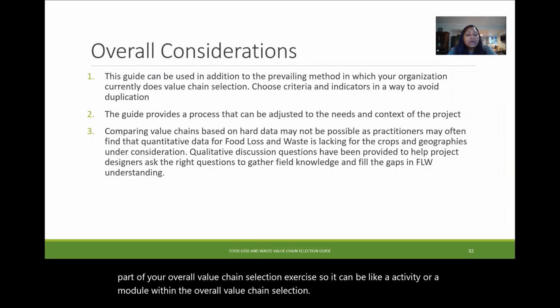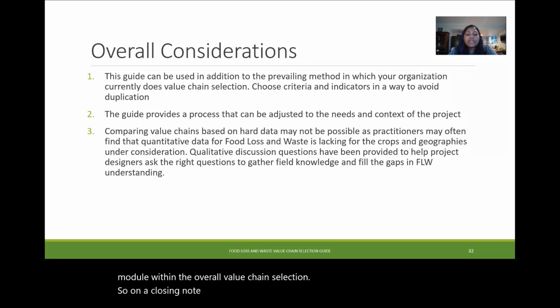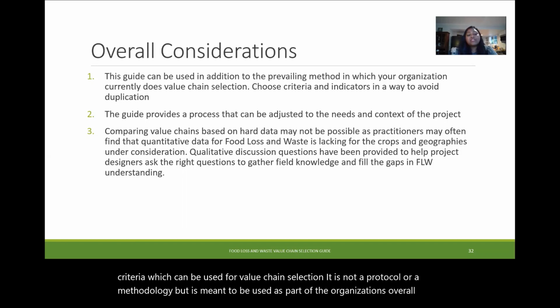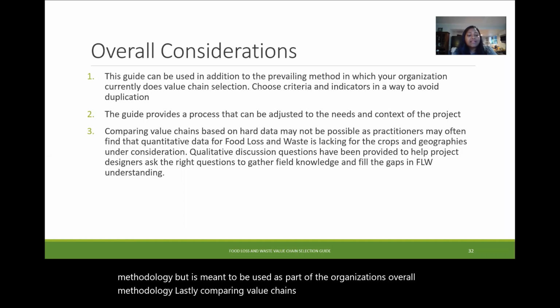So on a closing note, this guide is really provided as guidance on food loss and waste criteria, which can be used for value chain selection. It is not a protocol or a methodology, but is meant to be used as part of your organization's overall methodology. Lastly, comparing value chains is not a mathematical exercise.